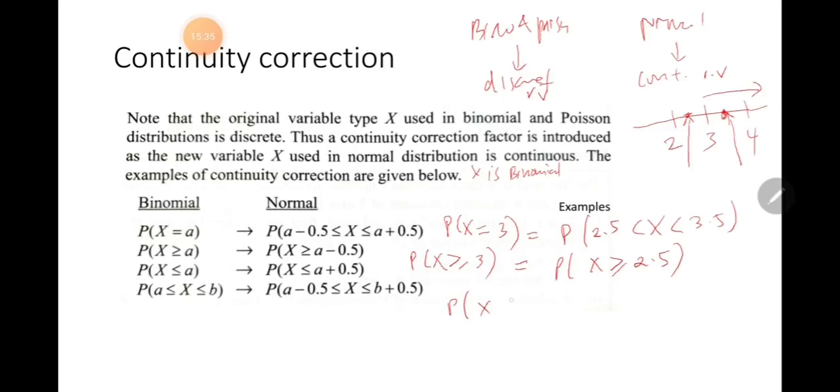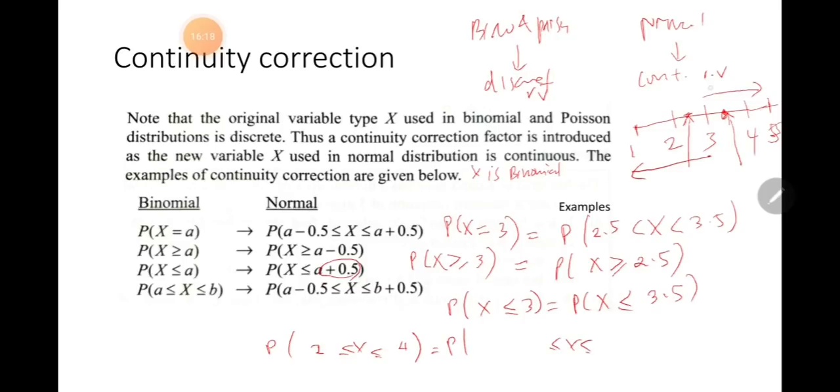Alright, say you want P(X less or equal than 3). You need to close the gap between 3 and 4. So for continuity correction, you put it as X less or equal than 3.5. That's why you add 0.5. And if you want P(X in between 2 and 4), you need to close the gap between 1 and 2, and 4 and 5. So you make the continuity correction: for 2, you use 1.5, and for 4, you use 4.5.